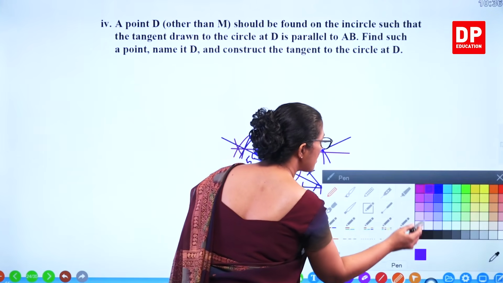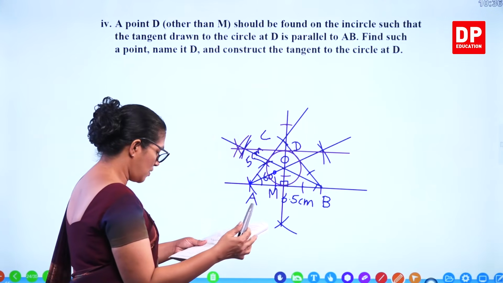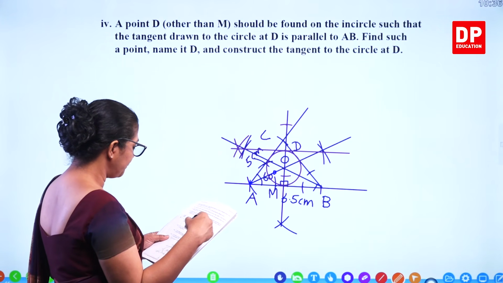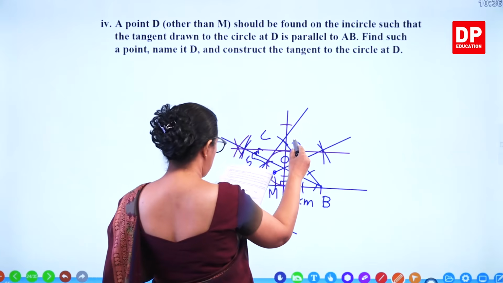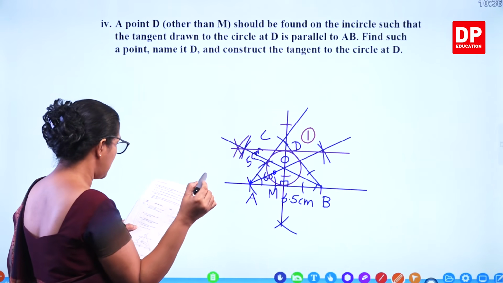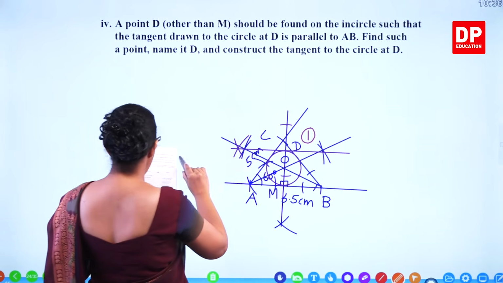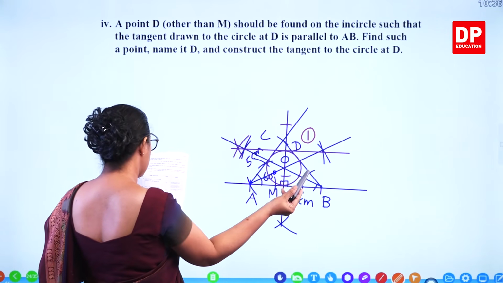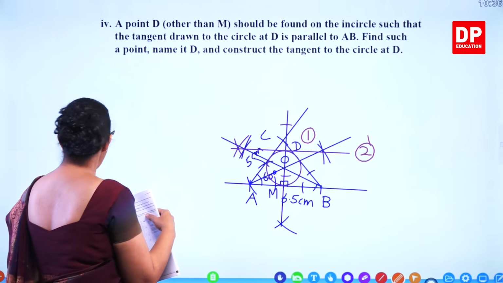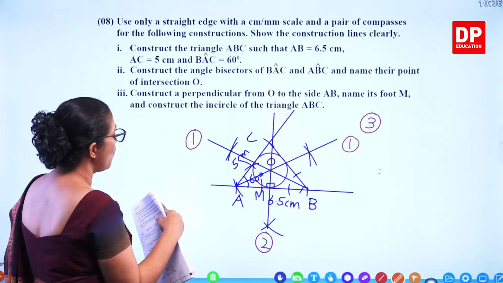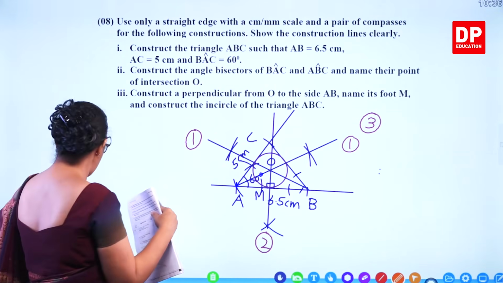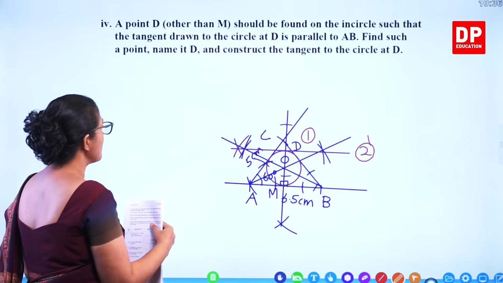So how many marks for this step? You get 3 marks. So MO extended and marking D, 1 mark, and drawing the perpendicular to this one, and that's the tangent, 2 marks for that. So 3 here, and previously 3, 4, 5, 6, 7, and 3, 10 marks for the whole question.